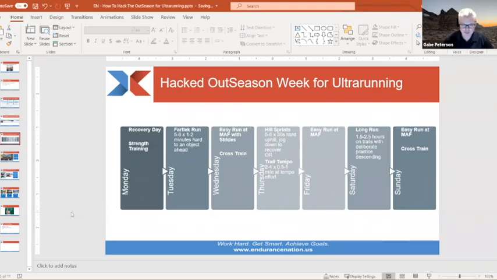But kind of going from left to right, I generally like to have Monday as a recovery day to recover from the damage that I've done over the weekend. It's also a good day to do strength training. We could have a whole webinar on strength training, but I think it's important for all athletes, but especially for ultra runners, because it's really a full body sport. It's not just legs.